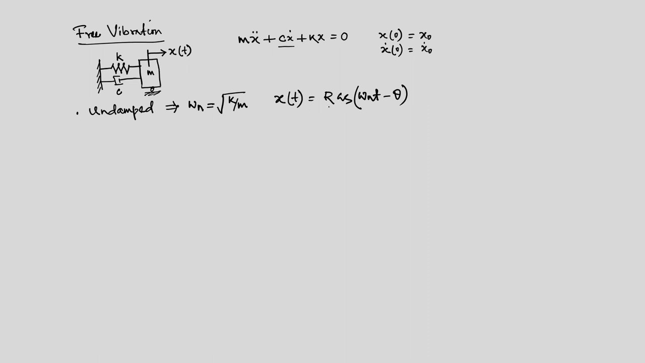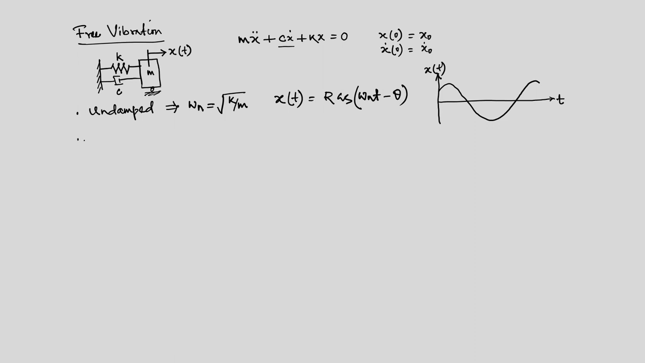So, r is the amplitude and theta is the phase, and omega n is the natural frequency with which the system oscillates. In this case, if we plot the nature of the response x of t, as t progresses it will continue oscillating, and it continues with t because there is no damping. The system once set in motion will continue with its motion.